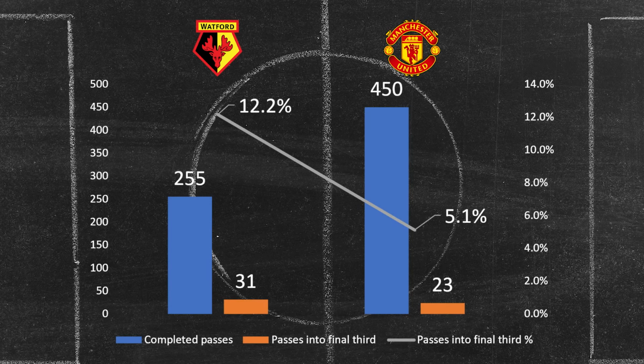But of course you need to be playing the ball into the final third. Ultimately the objective is to score goals, not just progress the ball up the field. So here you can see the same type of data that we saw before, but instead of progressive passes, this is passes into the final third. And you can see here that Watford are even more efficient than Manchester United in doing so. United again have more of the ball, but they made fewer passes into the final third.